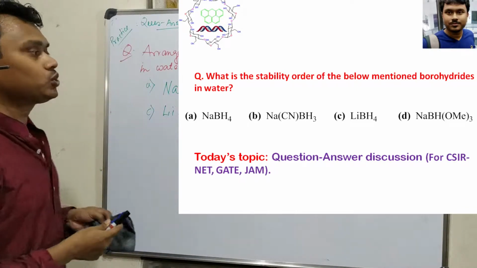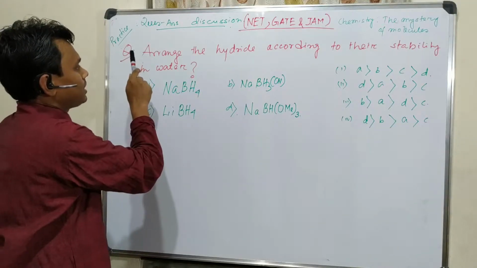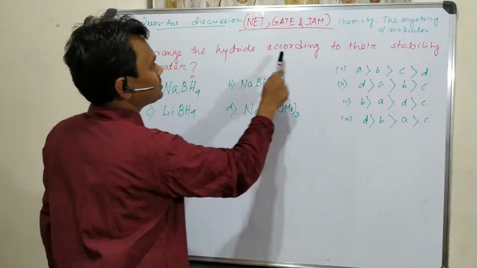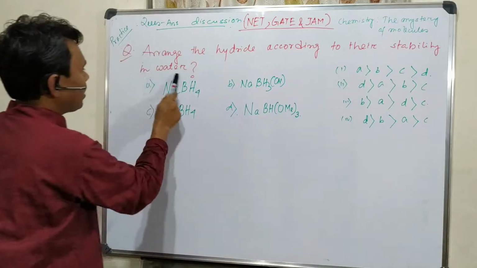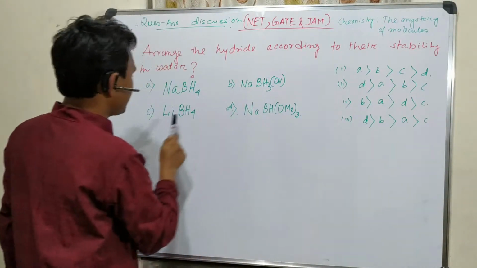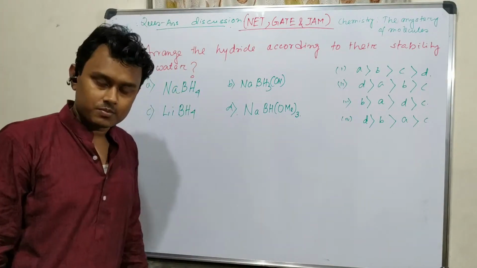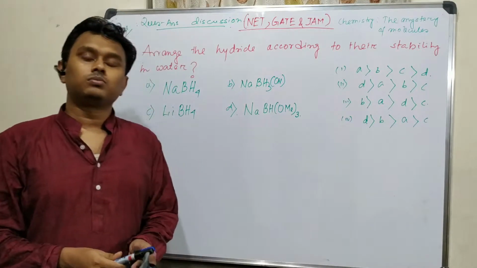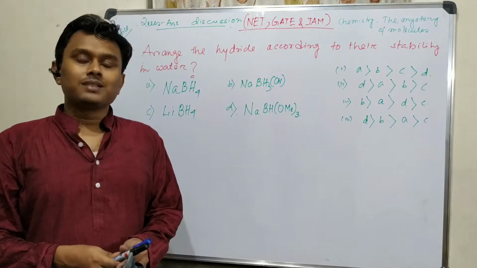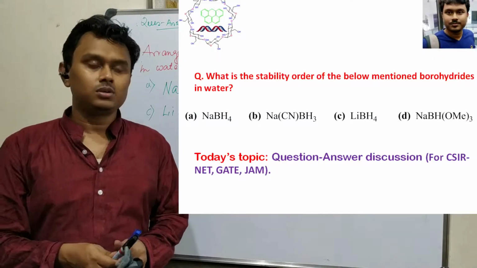This question may come as a 2 marks question, such type of question. So the question is, arrange the hydrides according to their stability in water. One, sodium borohydride; one, sodium cyanoborohydride; one, lithium borohydride; and one, trimethoxy borohydride. You can see the question on the screen if you can't see it on the board.